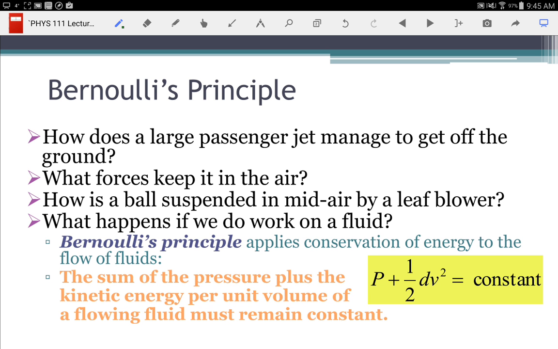It's rho. It's the Greek version of R. And on the next slide I changed it to rho, but I wanted to show both ways so you get used to it. The pressure plus 1/2 density times speed squared is constant.